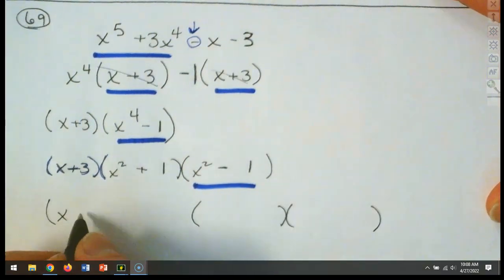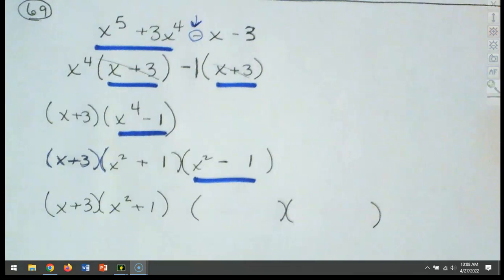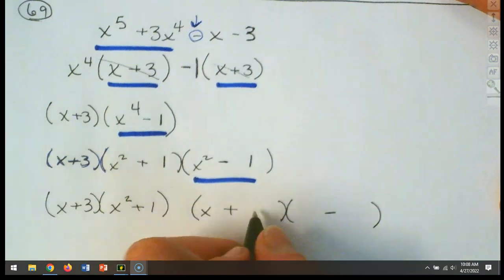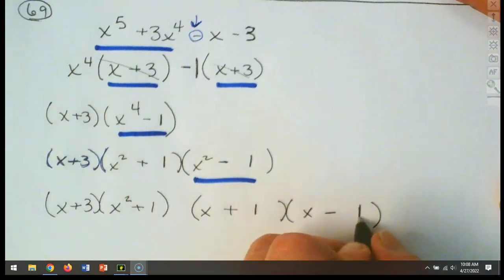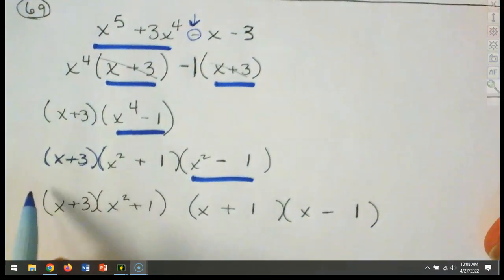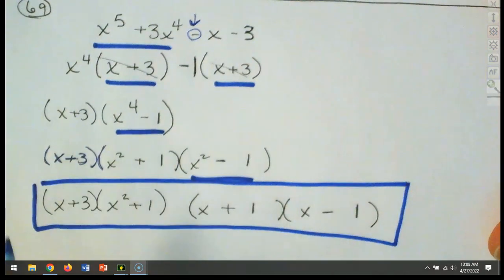So we've got an x plus 3. We've got an x squared plus 1, because that's a sum of squares. It won't factor. x squared minus 1 will factor, plus and minus, x and 1, x and 1. And that is our final, finished, fully factored answer. It can go no further than that. And some of these you have to factor, and then factor, and then factor again.